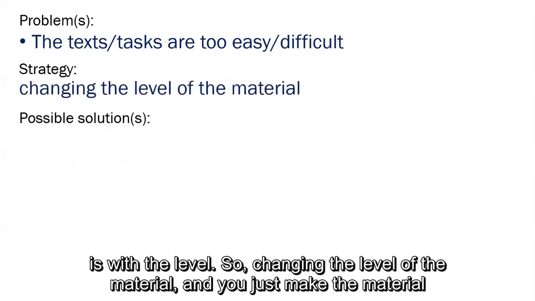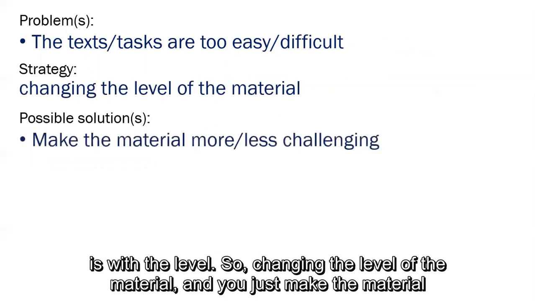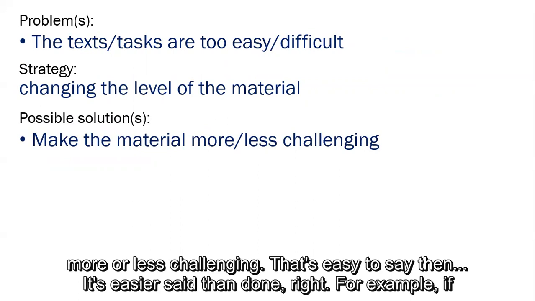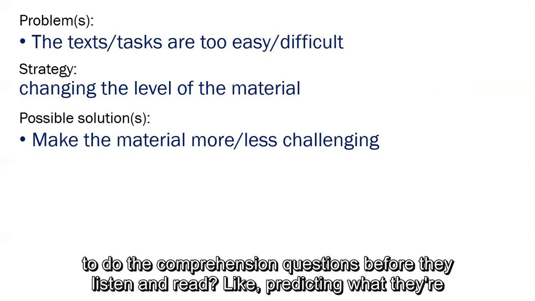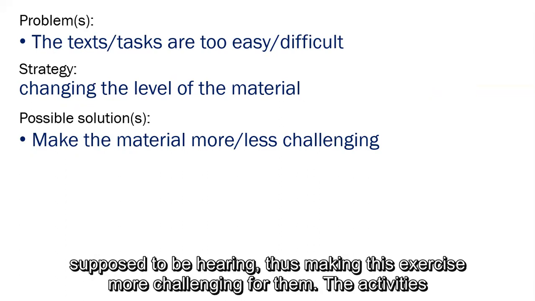The texts or tasks are too easy or too difficult. So the problem here is with the level, changing the level of the material. And you just make the material more or less challenging. That's easier said than done, right? For example, if you have a text or a listening and you have some comprehension questions, can you ask your students to do the comprehension questions before they listen and read? Like predicting what they're supposed to be hearing, thus making this exercise more challenging for them.